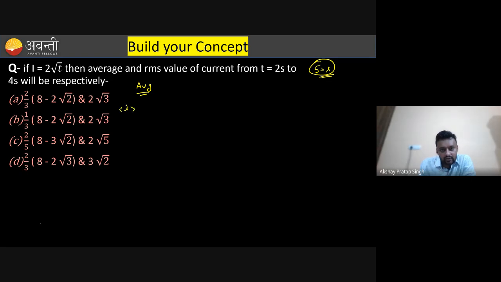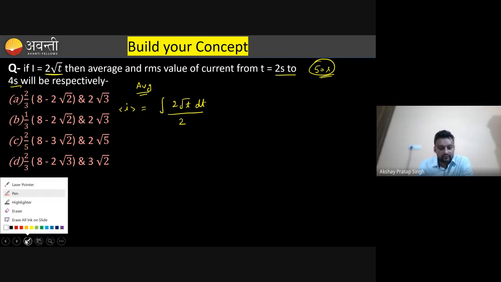I average, you have seen that. What is I average? Integration of I dt divided by what? Time period. I is given as 2 root t, so 2 root t dt. Time period is from 2 second to 4 second. The students who are not able to solve, please look at the solution. It is a very important part of this chapter. From 2 to 4 seconds, so the time period is 2 second only. Option A is what one student is saying, so I will check whether it's correct or not.